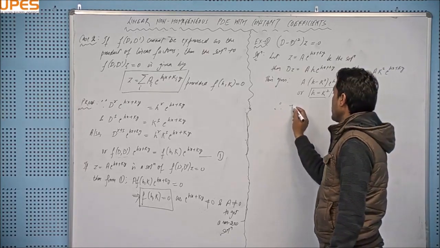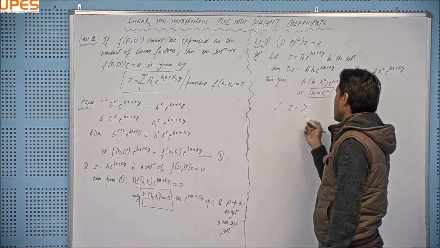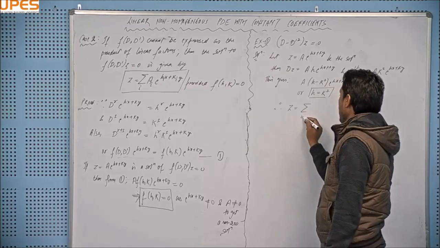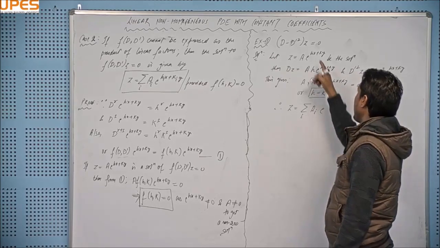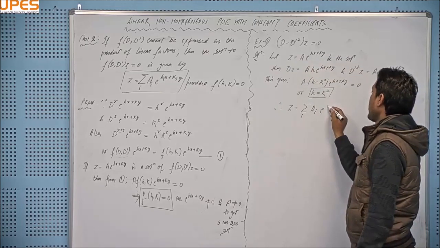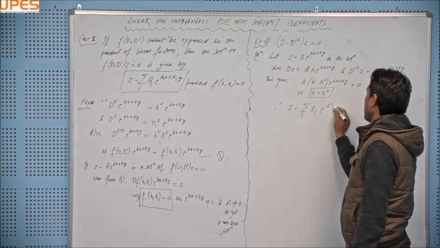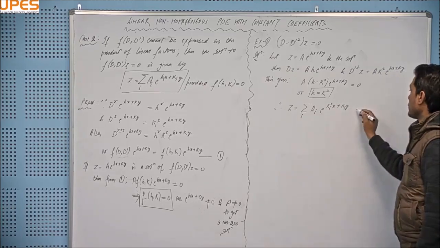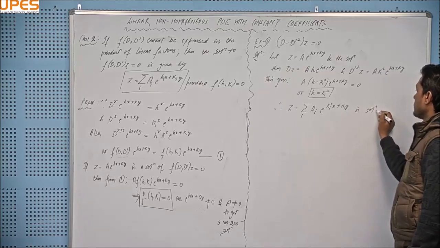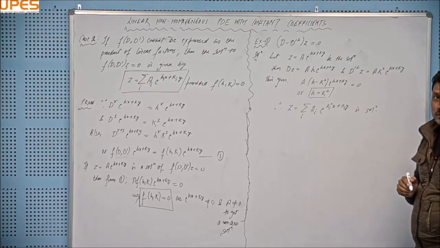Therefore the solution is z is equal to, I will put a summation to generalize that, a i, e to the power hx plus ky, and h can be replaced by k square, so e to the power k square x plus ky. You can put a small subscript i here. This is a general solution. Okay, right.